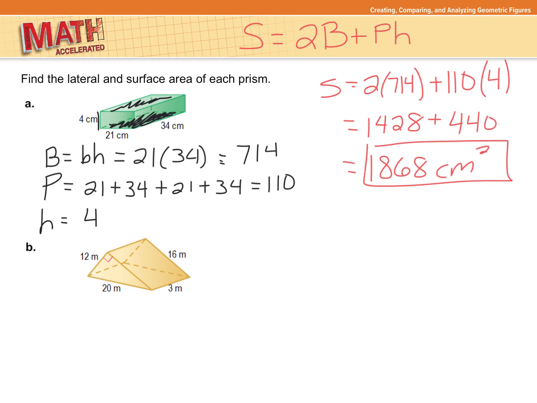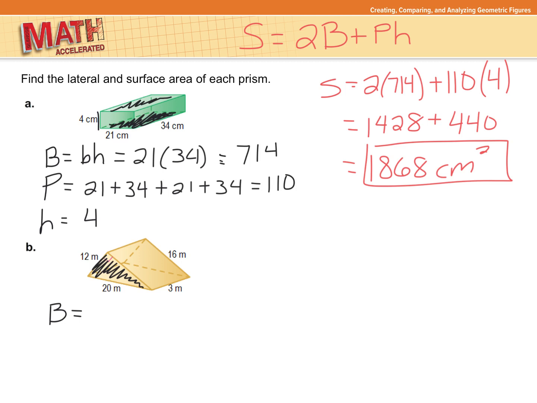How does it change from A to B? What's the major difference? It's a triangular prism. Go ahead and shade that triangle. Okay. How is it going to change? There's one big thing that changes. What formula? Yep, the area of the base, or capital B.